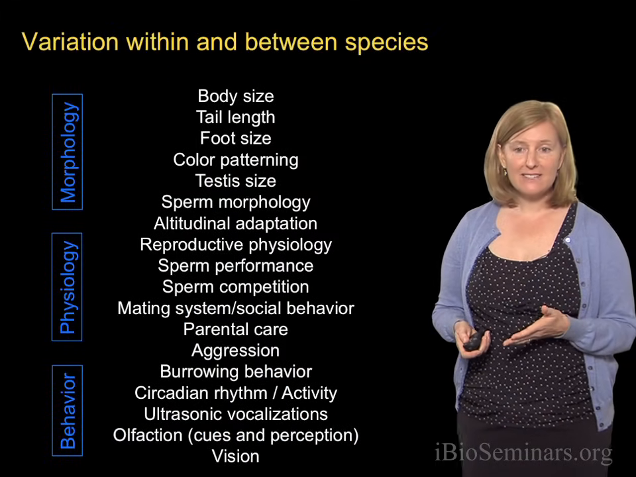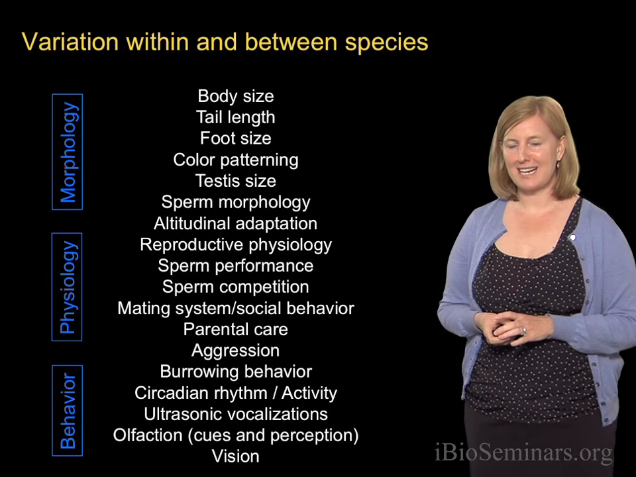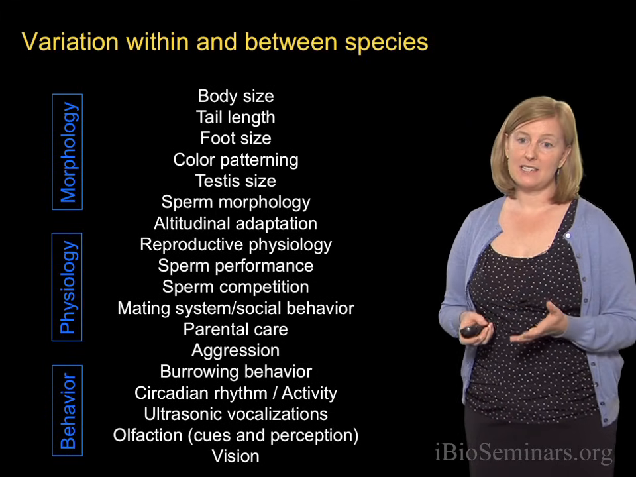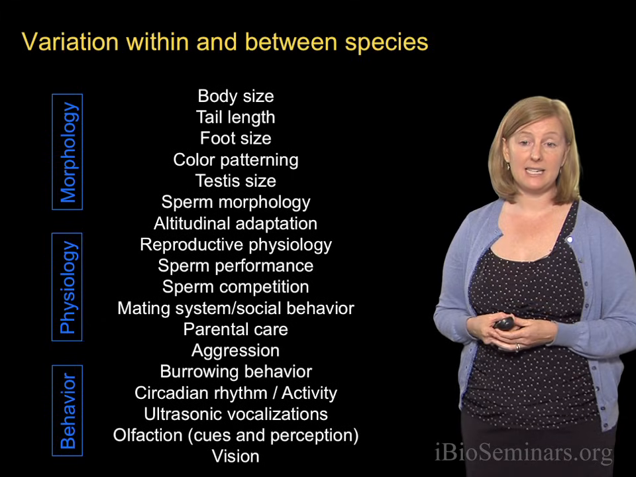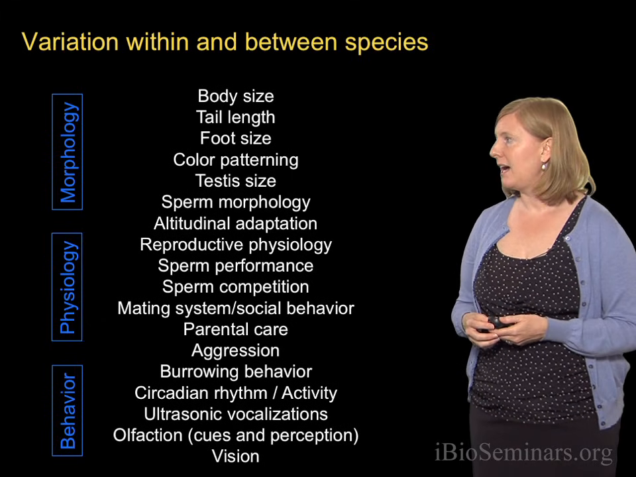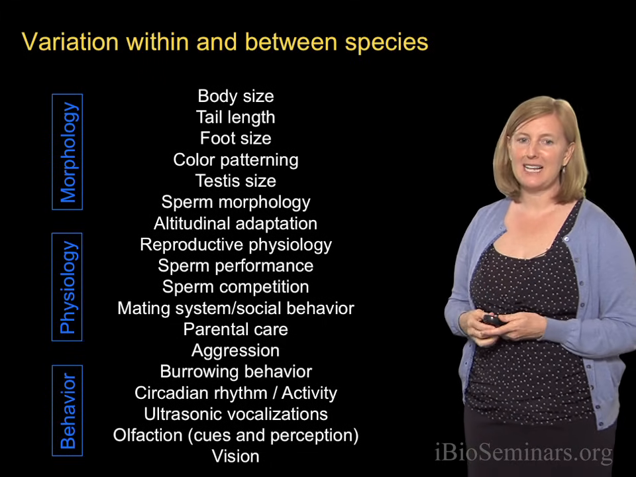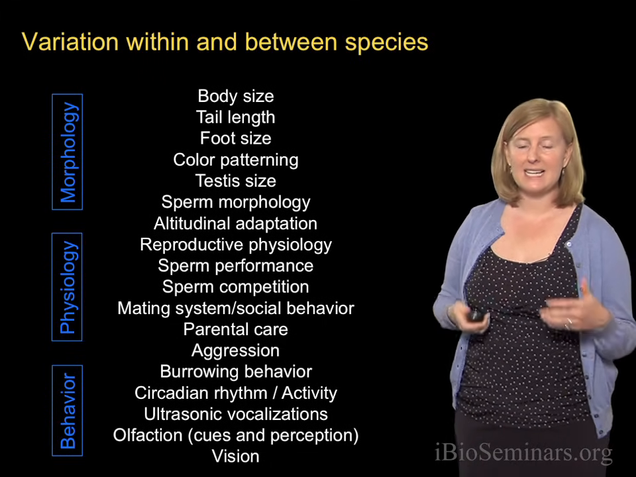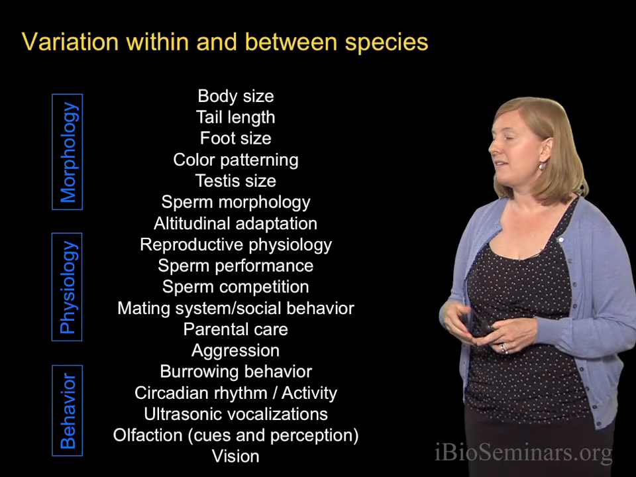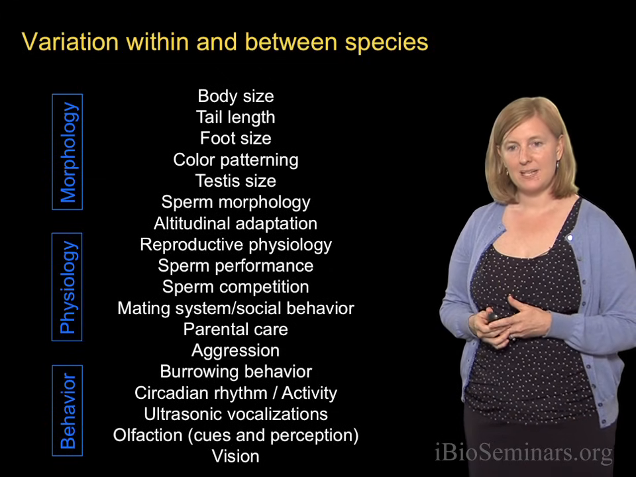Just to give you a sense of how these mice vary, here are just a number of traits that I picked out of the literature that describe traits that have been studied and traits that vary either between populations or between species of Peromyscus. So they vary in body size, tail length, foot size, color patterning, testes size, sperm morphology, etc. They vary in morphological traits, physiological traits, and behavioral traits.